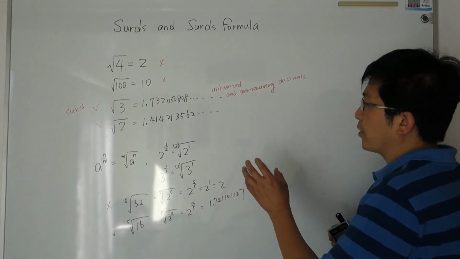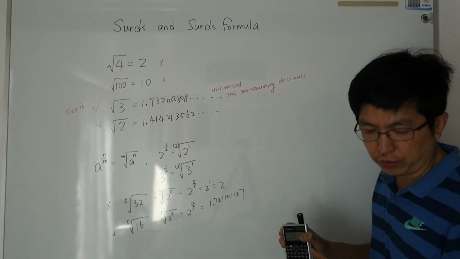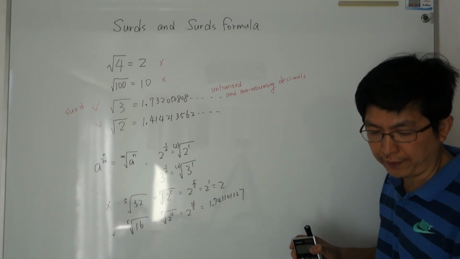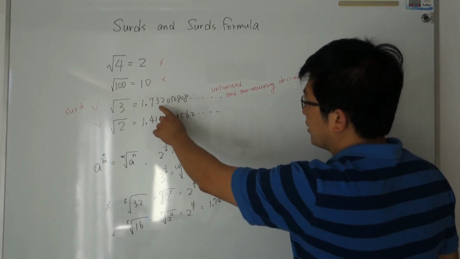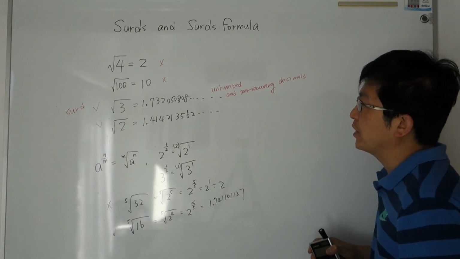If we get an nth root number, and the answer is an unlimited and non-recurring decimal, we call this surds.